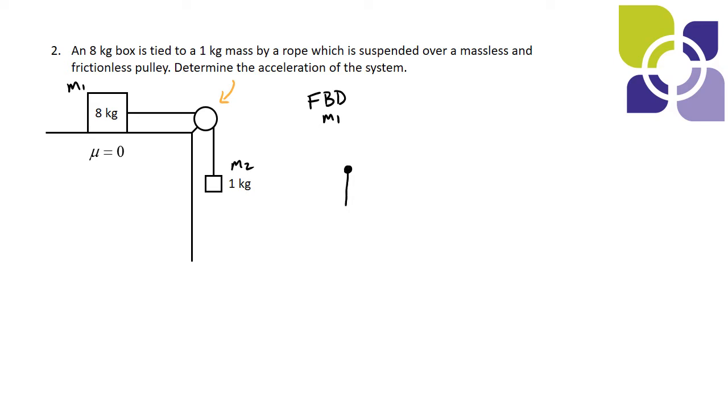So mass 1 has a gravitational force downwards, Fg. Because it's resting on a surface, it's counteracted by an equal and opposite normal force upwards. And it's being pulled to the right by the tension in the rope. And with no friction or any other external force, these are the only three forces that could possibly be acting on this block. So from this diagram already, we can see that mass 1 is going to accelerate to the right.